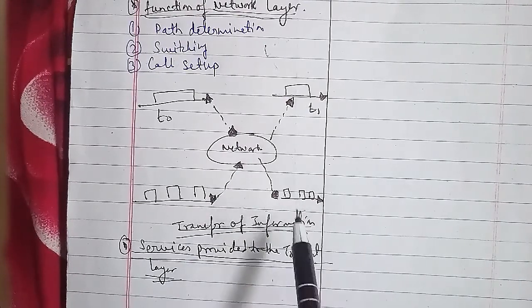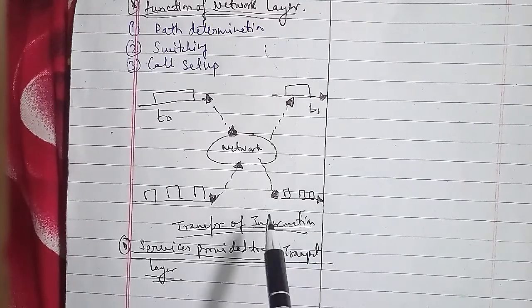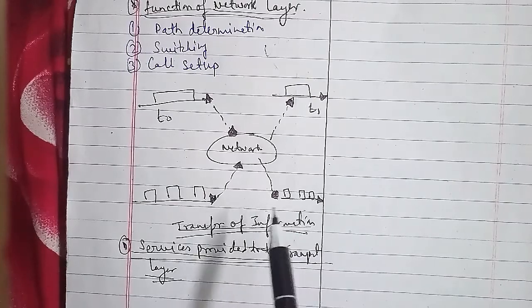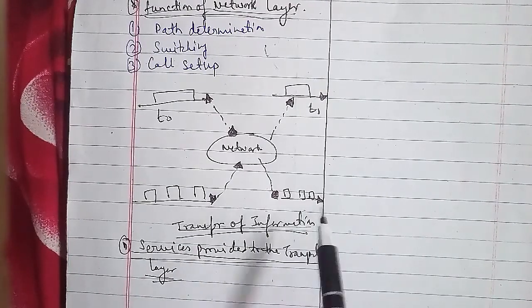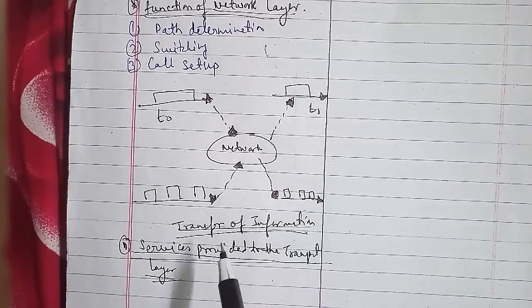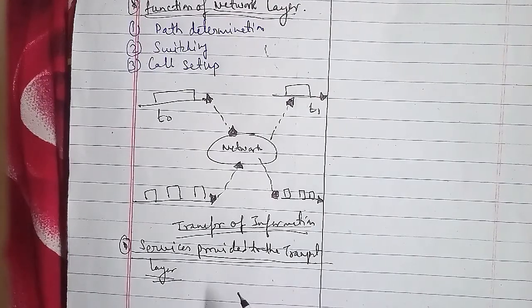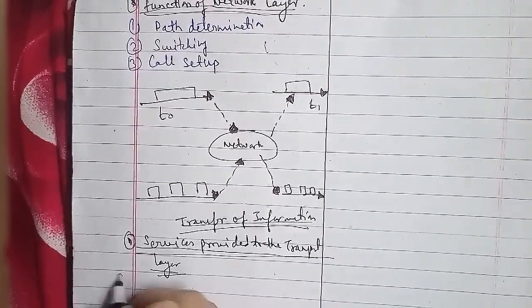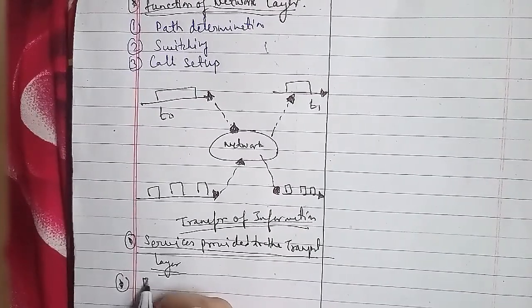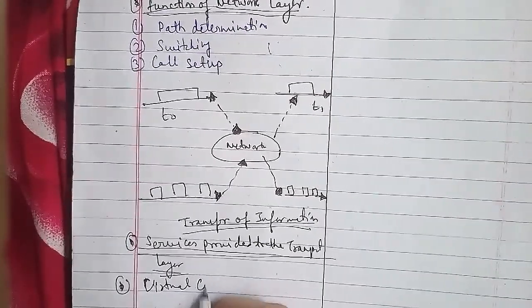Now we'll discuss the comparison of datagram and virtual circuit. With reference to it, the comparison between the virtual circuit and datagram subnet. So here we'll go ahead and discuss the difference between the virtual circuit and datagram subnet. We'll discuss at least a minimum of 6 differences between them.